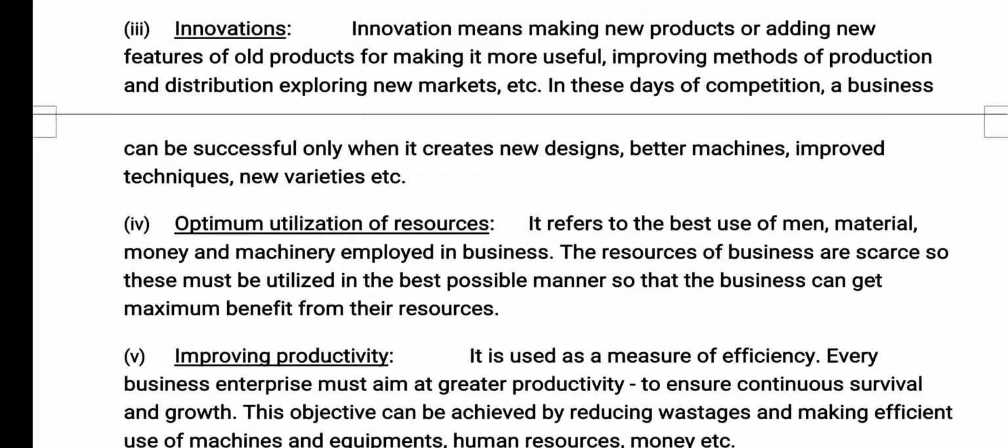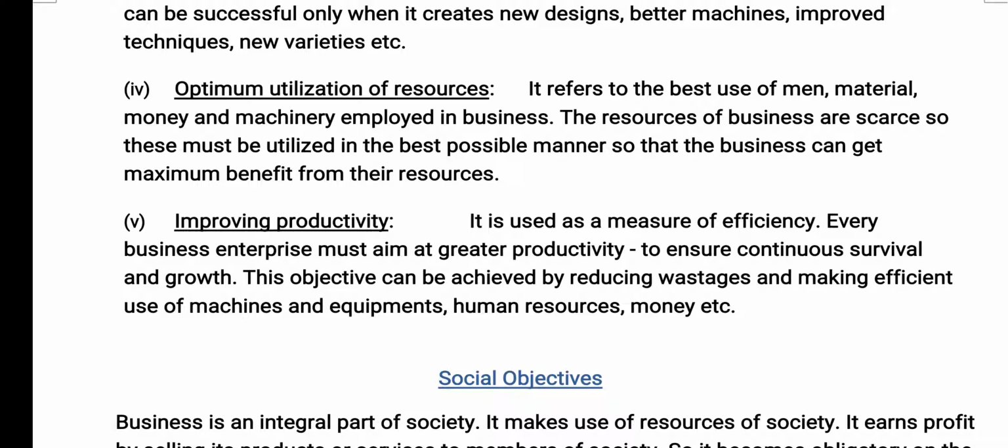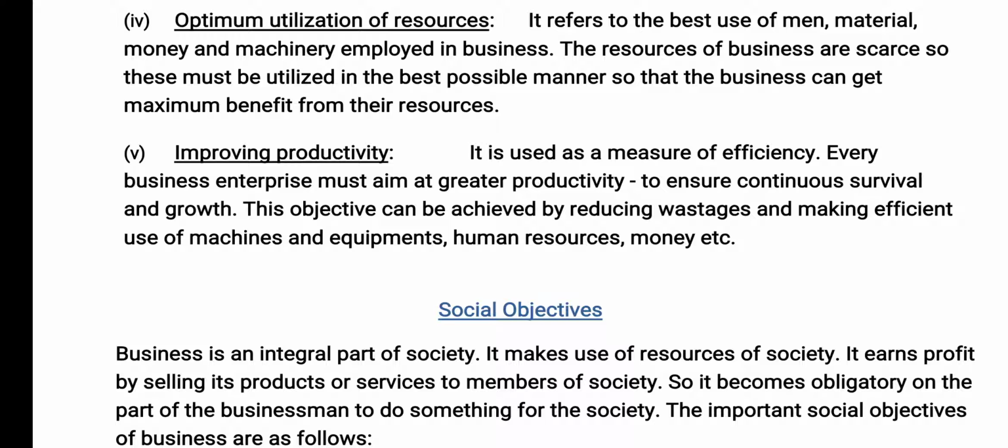The next one is optimum utilization of resources. Optimum utilization of resources means that you have to utilize your resources to the fullest. It refers to the best use of man, material, money, and machinery employed in the business. Whatever things are involved in your business for running or for the production of the finished goods, you have to utilize them fully. There should be no wastage of these resources. You have to take out the best from your human resource, from your machinery that is involved in producing that particular product.